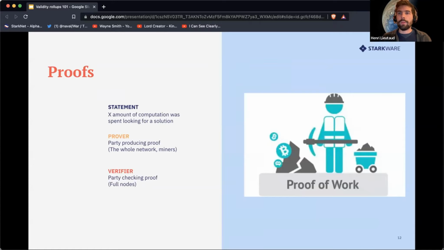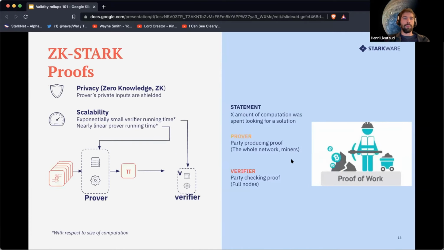So that's the example I took a bit earlier, proof of work. You get to prove that some amount of computation was done to look for a solution. You get two parties, the prover, so the people who will actually do the work, and the verifier, the people who will verify that the proof happened, which is the full nodes of the network, right? It will verify that some amount of work was spent mining a block.